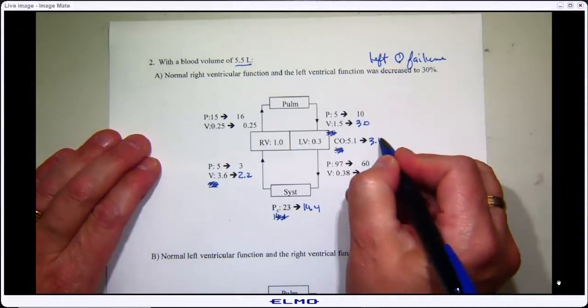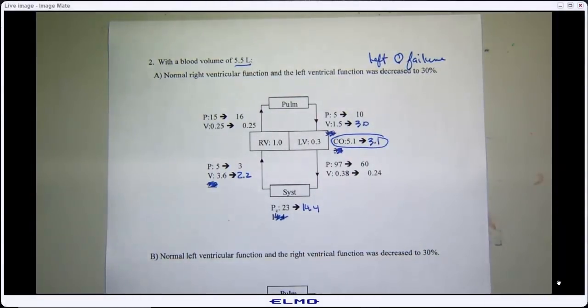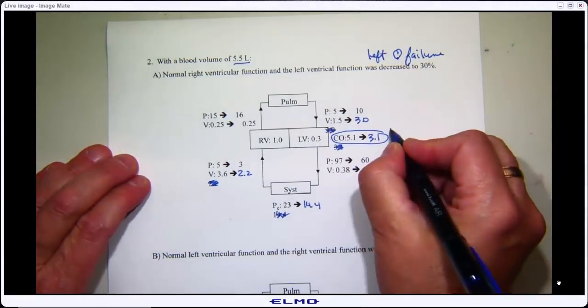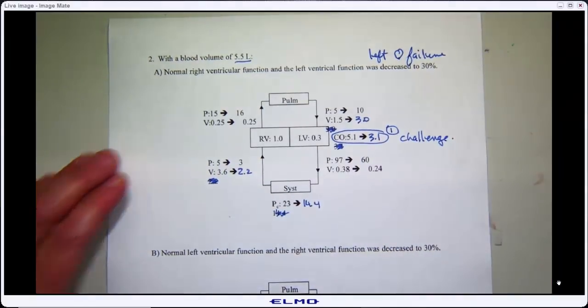So the pump is not working. Okay, so in any of these situations, you look for the challenge. Where's the challenge in this system? The challenge is that pump. So number 1, the pump isn't working.